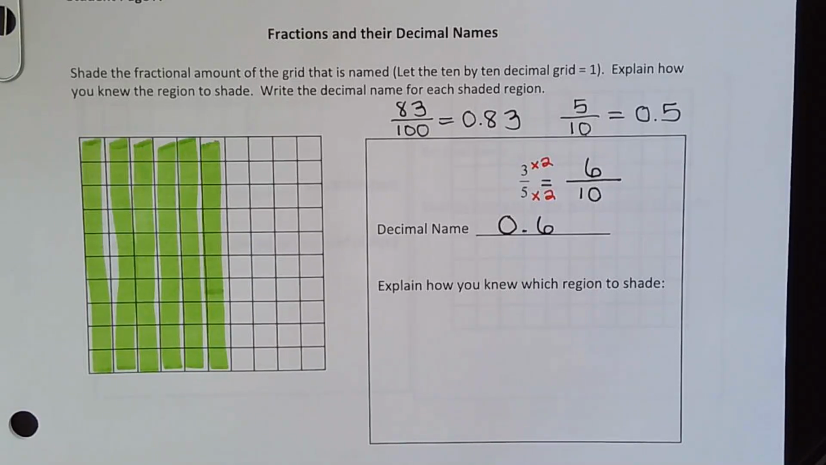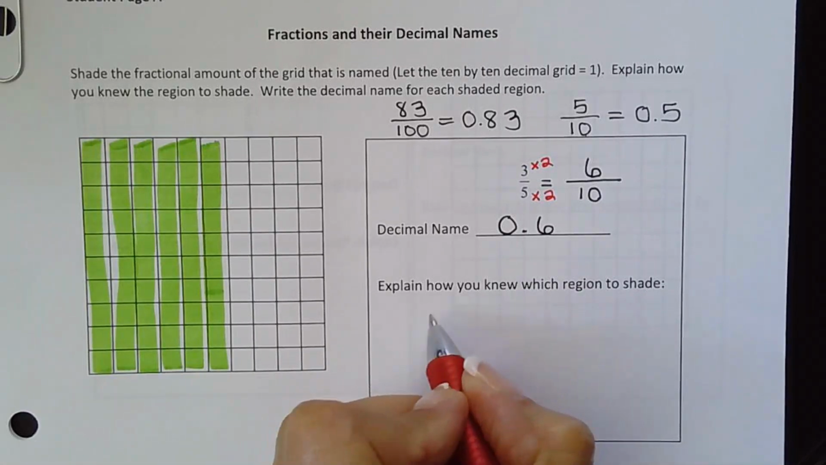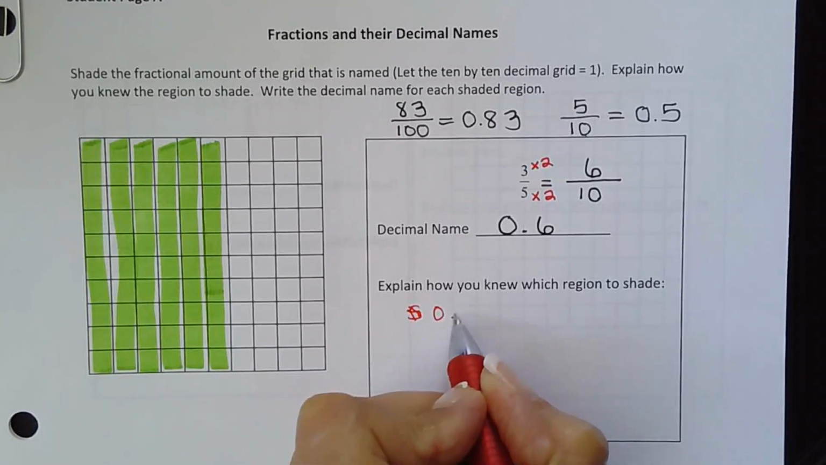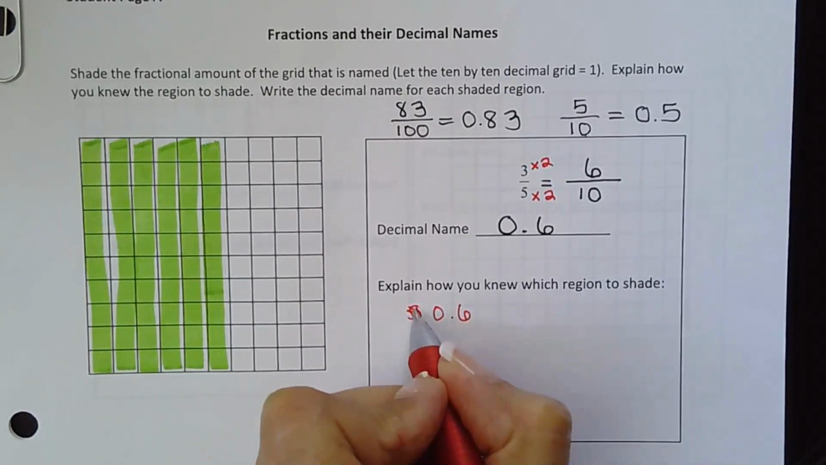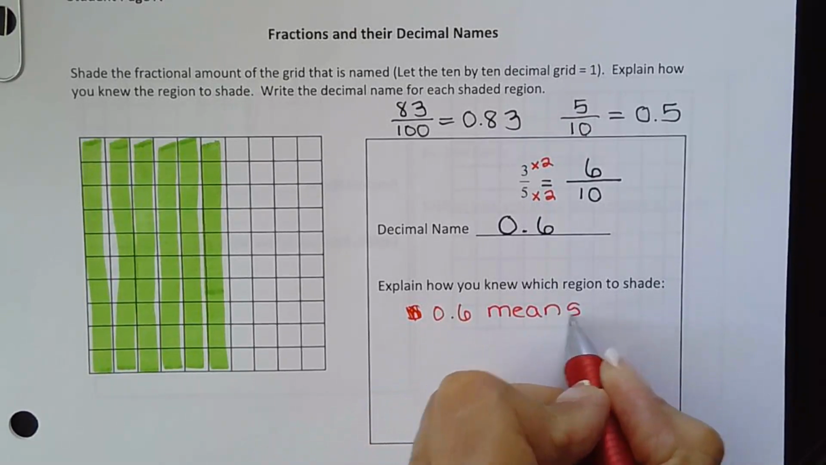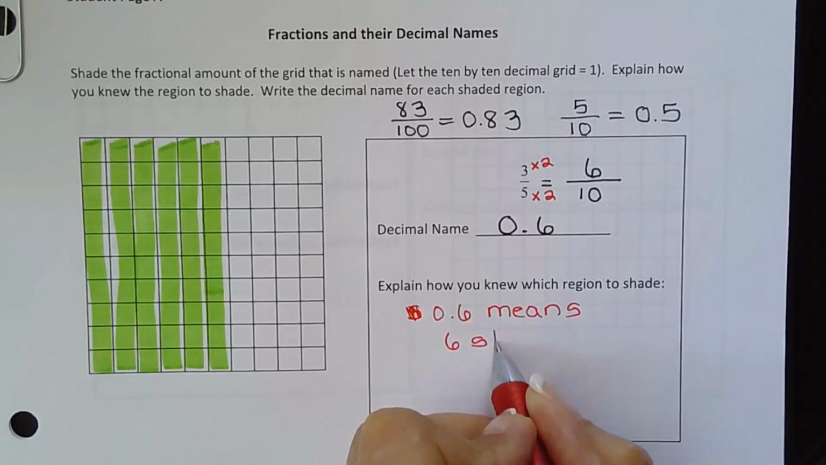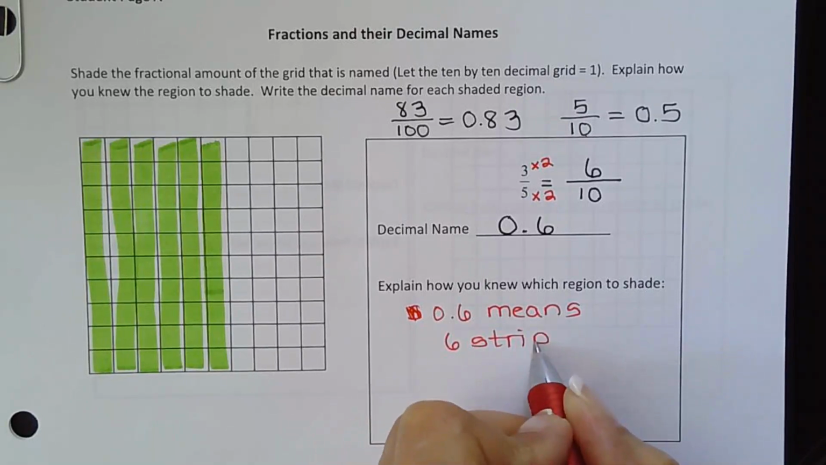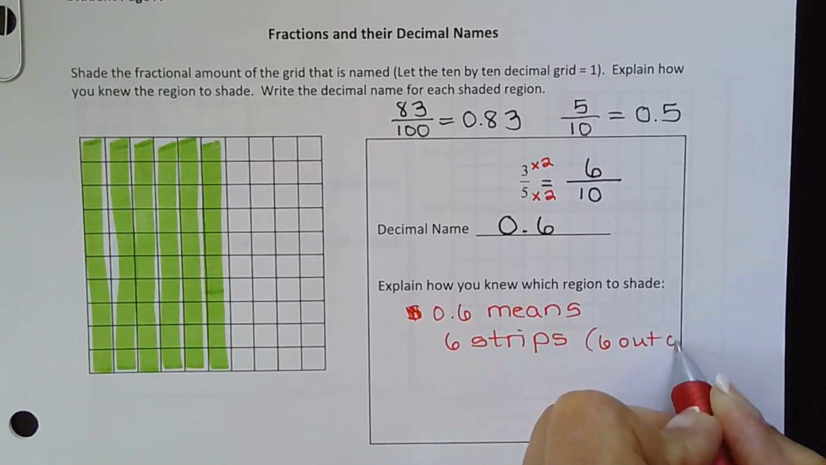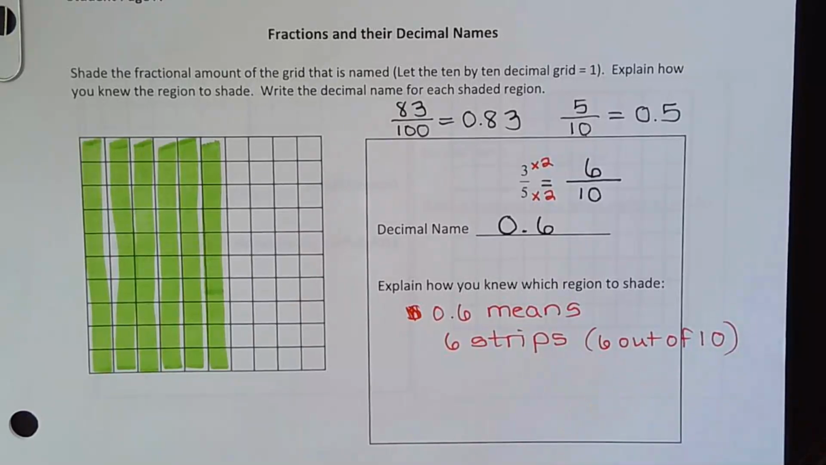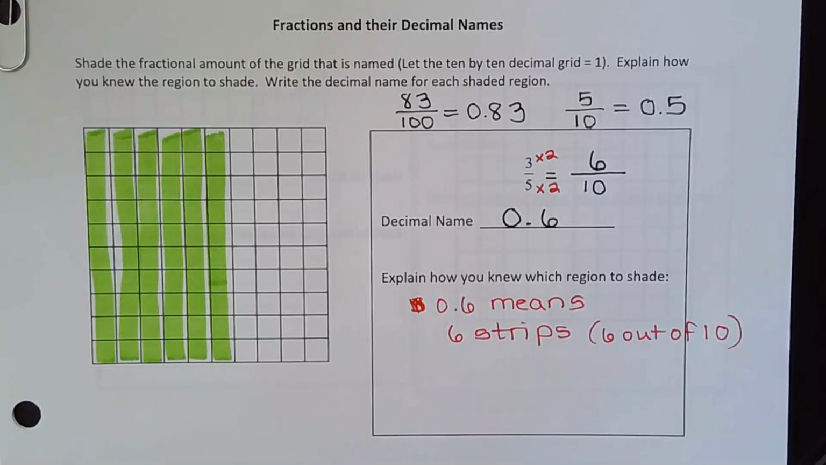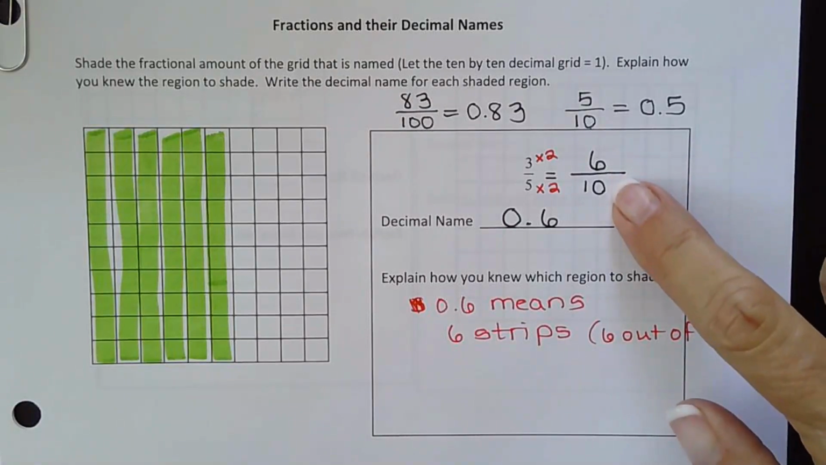Which region to shade? So 6, how about we write the number? 6/10 means 6 strips. Six out of 10. And that's why we read it 6/10. That means shade 6 out of 10.